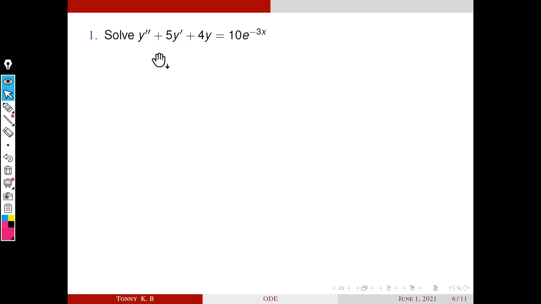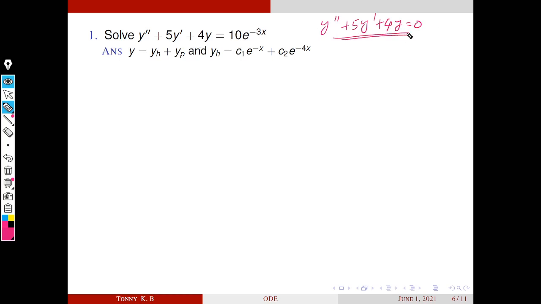Consider the first problem. Solve y double dash plus 5y dash plus 4y equal to 10 e raised to minus 3x. It is clear that it is non-homogeneous because the right hand side is non-zero. So we know that the general solution is of the form y is equal to yh plus yp. And what is yh? yh is the solution corresponding to the homogeneous equation. What is the homogeneous equation? That is y double dash plus 5y dash plus 4y equal to 0. This is the homogeneous equation corresponding to this ODE. We simply choose the right hand side as 0. Its general solution is called yh or complementary function.